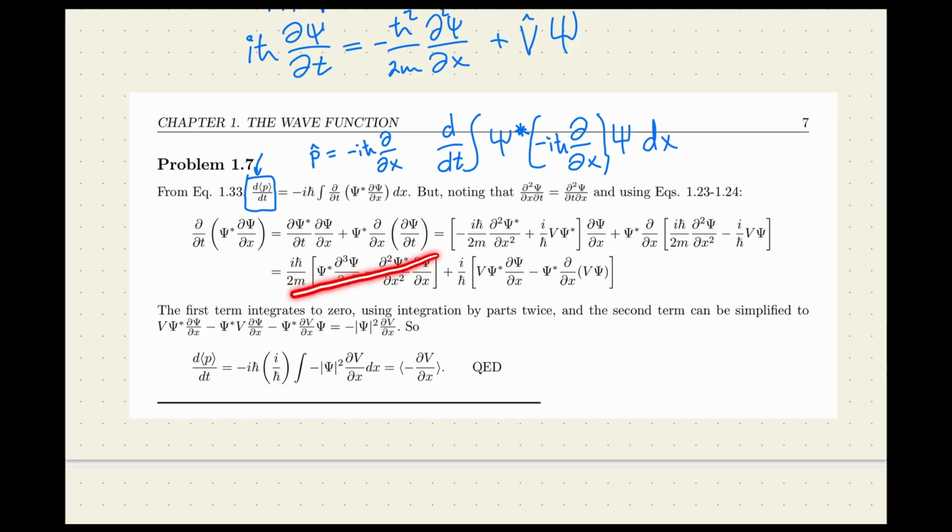So what he's saying is this term here, or perhaps this term. It's a little unknown which term he's talking about. Maybe this term, maybe this term. All right, so that equals 0, using integration by parts twice.